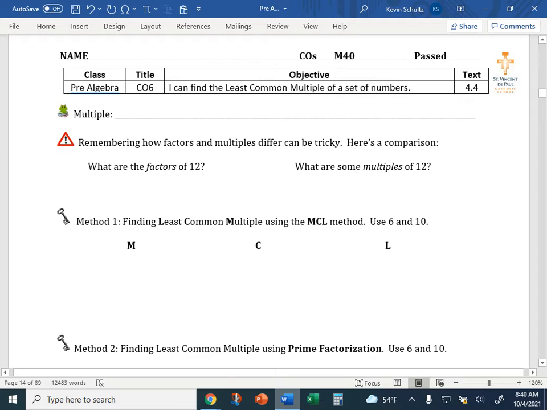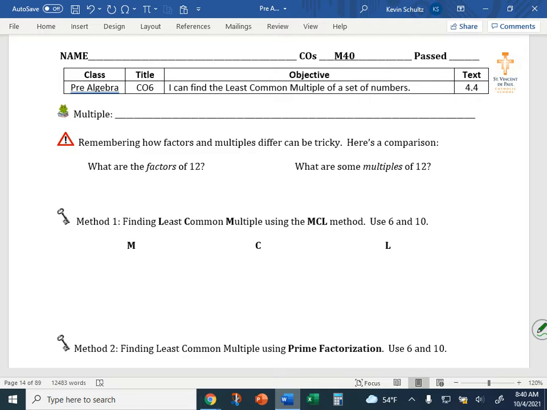Good day, pre-algebra. We have reached the end of Unit 1. The culminating objective is on least common multiple. And it's fitting that we are talking about least common multiple in the same unit as greatest common factor, because the two things are related and oftentimes mistaken for one another.